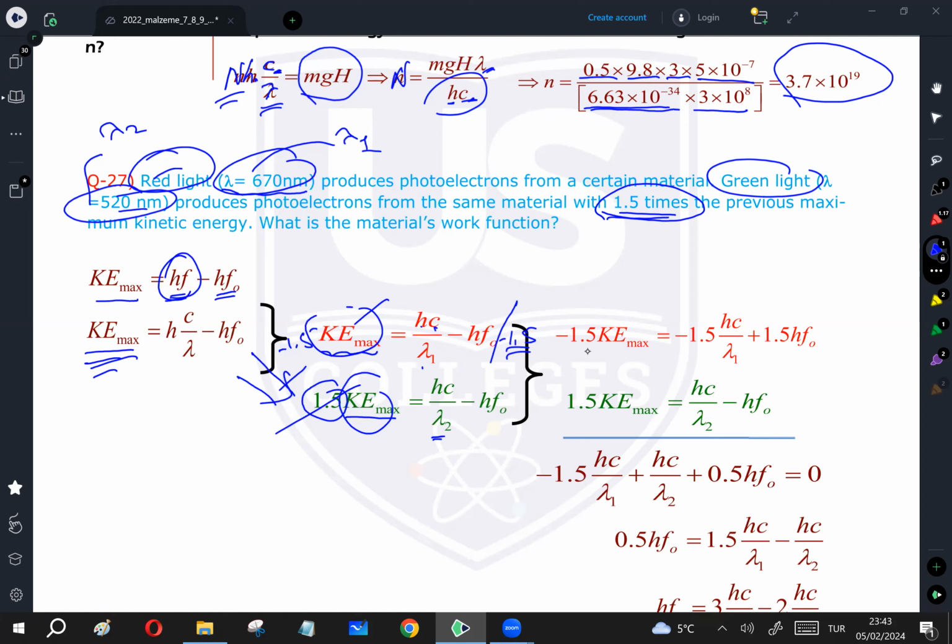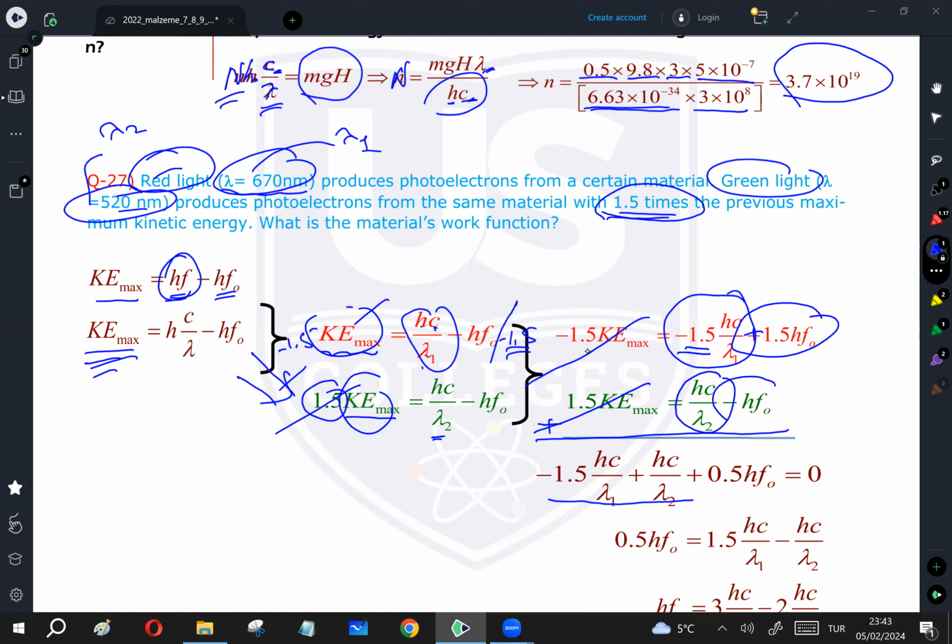So multiply hc over lambda 1 by negative 1.5, and multiply negative hf0 by negative 1.5. So it changes to positive 1.5 hf0. After that, add them side by side. When we add them, this will simplify. What is left only? Negative 1.5 hc over lambda 1 plus hc over lambda 2, plus 1.5 hf0 minus hf0, which is, of course, when we subtract, 0.5 hf0. So this is equal to 0 because the left side is 0.